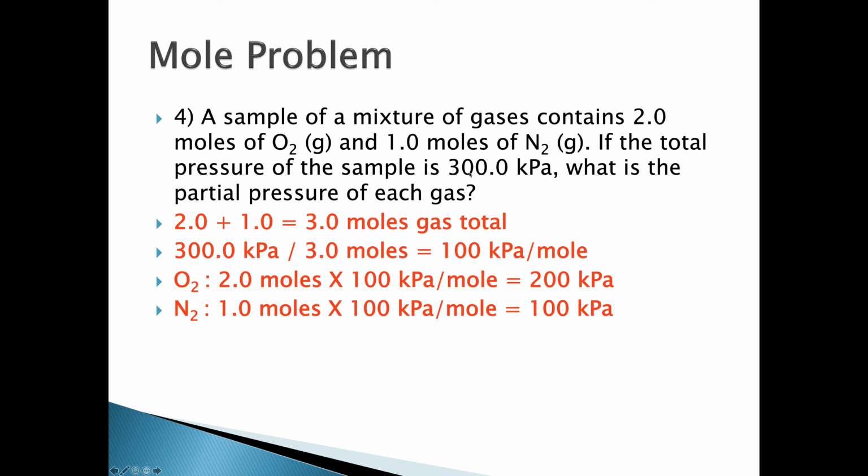And since the total pressure is 300 kilopascals, if we divide that by the 3 moles, each mole will exert 100 kilopascals. Since there's 2 moles of oxygen at 100 kilopascals each, oxygen's partial pressure is 200 kilopascals, and nitrogen, with only 1 mole at 100 kilopascals each, will be 100 kilopascals. And you'll see how the partial pressures, 100 and 200, add up to the total pressure of 300. Just a nice way to check it.